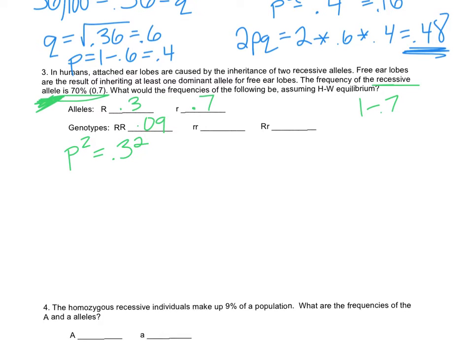Little r is Q squared, which would be 0.7 squared. And then my heterozygote would be 2PQ, meaning 2 times 0.3 times 0.7.